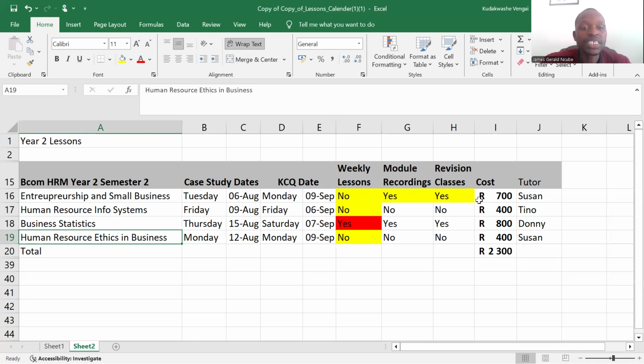This means that on Tuesday, 6 August, we are going to do assignment class for entrepreneurship. On Friday, 9 August, we are going to do assignment class for human resource information systems. On Monday, 12 August, we are going to do HRIE. And then on Thursday, 15 August, we are going to do business statistics. So those are the dates for the assignments.